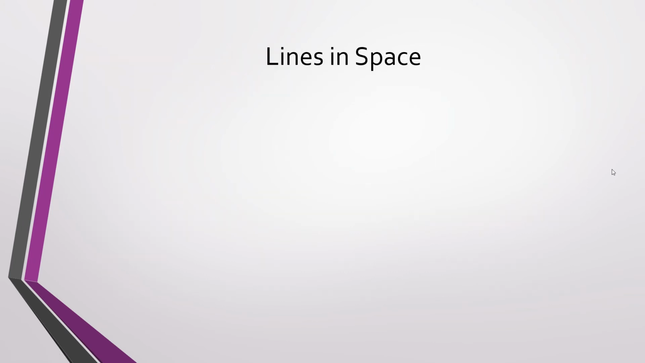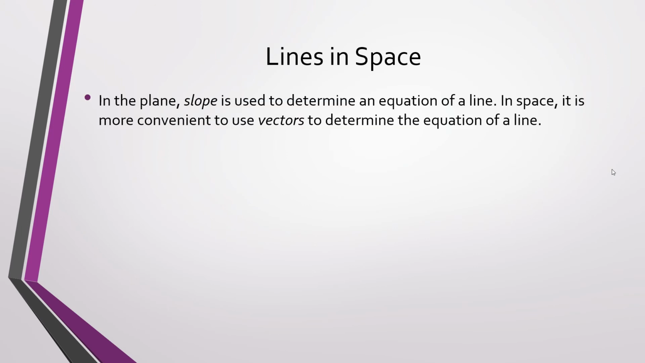All right. Next up is a little bit from section 11.4, looking at lines in space. So back in your geometry days, we looked at lines on a plane in 2D. Now we're going to take a look at lines in three-dimensional space. So in a plane, we use the slope to determine the equation of a line. And you learned lots of ways for writing the equation of a line: slope-intercept form, point-slope form, standard form. However, working in three-dimensional space, it's much more convenient to use vectors to determine the equation of a line.